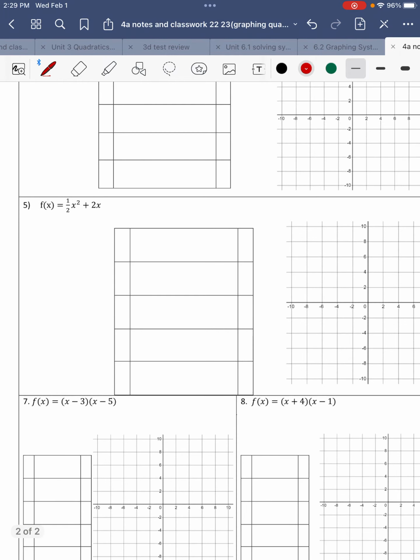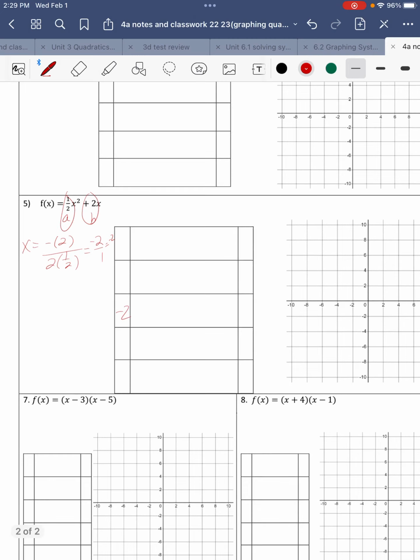So we get the vertex. We have our A, our B, so x equals the opposite of B over 2 times A. That's going to be negative 2 over 1, which is negative 2. So our vertex is at negative 2 on the x, so then we substitute in negative 2.